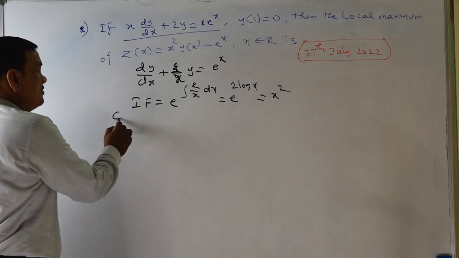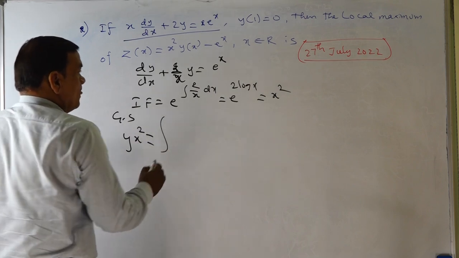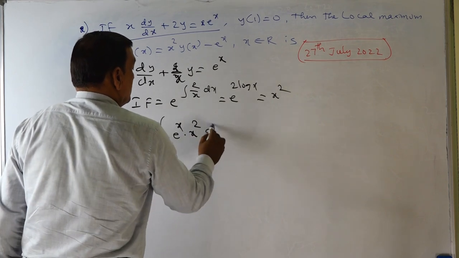What is the general solution? Your general solution is y into x square equals the integral of e power x into x square dx.